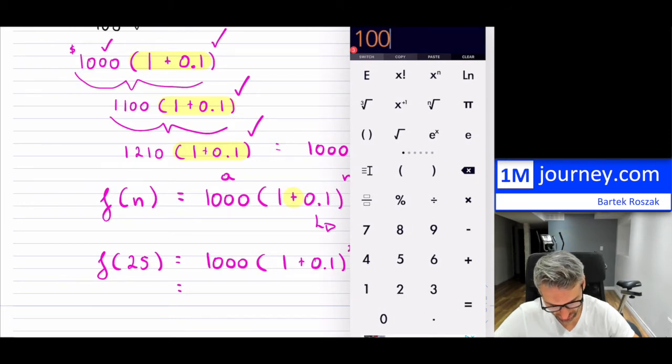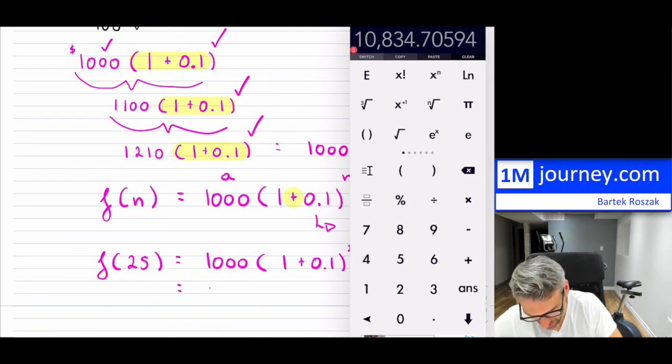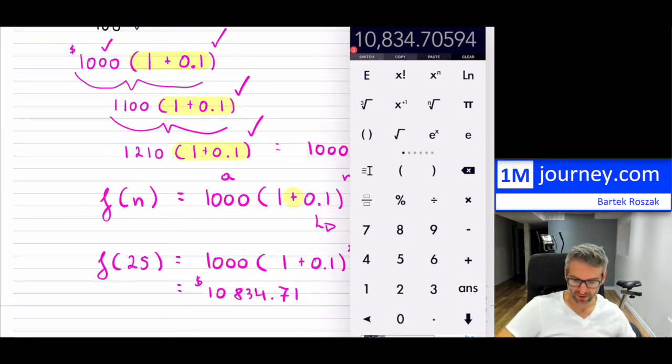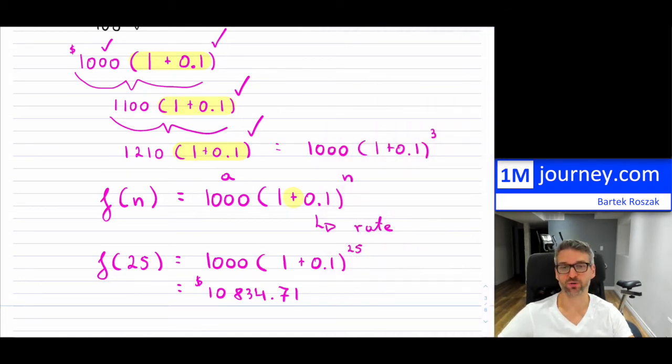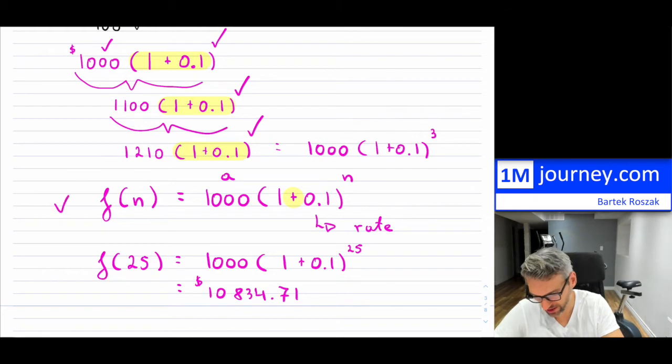So it's 1,000 multiplied by 1 plus 0.1, which is going to be that, and it's raised to 25. And notice that's actually quite a big amount there. So it's 10,834.07. And since it's money, we're going to be rounding to the cent. So that $1,000 is almost $11,000 that we had. And that's what actually happens for this particular question. That's your function right there.